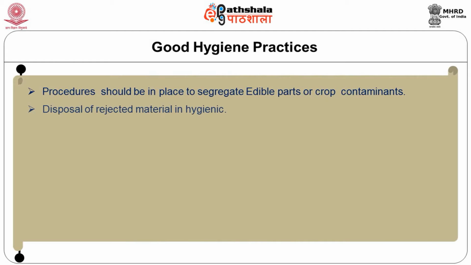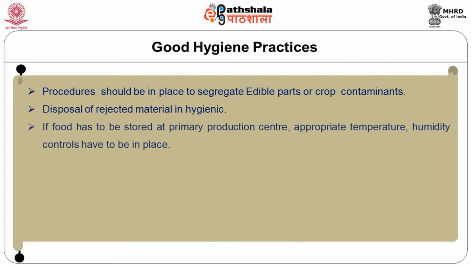Protecting food and food ingredients from contamination by pests or any other contaminants during handling, storage and transport also has to be done at the primary production stage itself. If some of the food crops have to be stored at the primary production center before they are processed, there we should have appropriate storage temperature and humidity controls, because fungus can grow in storage and produce mycotoxins. Similar precautions have to be taken while transporting the food.